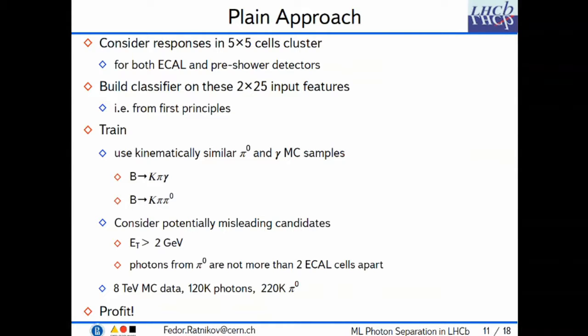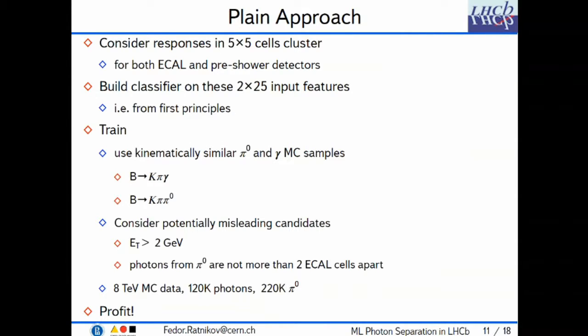Now we are trying to apply a plain approach. So we have the cluster, which is actually 5x5 cells, and we just use it as plain input features. We know nothing about it. We let machine learning techniques educate themselves on what's important. So we send just 25 input energies to the classifier. Actually, two times that, because we also use the pre-shower layer.